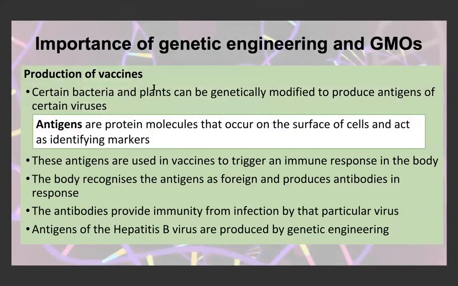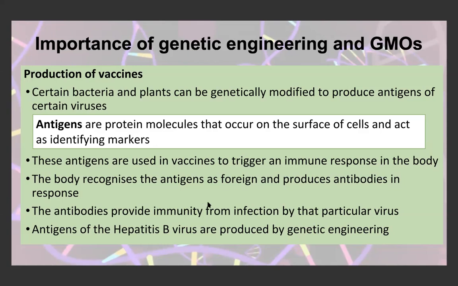Vaccines can also be produced using genetic engineering. So we can modify certain bacteria and plants to produce antigens for certain viruses. Antigens are just protein molecules that occur on the surface of cells, and they act as identifying markers. In vaccines, they are used to trigger an immune response in the body because the body recognizes the antigen. So the body sees, okay, this is a foreign body. It shouldn't be here. We need to get rid of this. And the body begins to produce antibodies, which will get rid of the virus or the harmful substance.